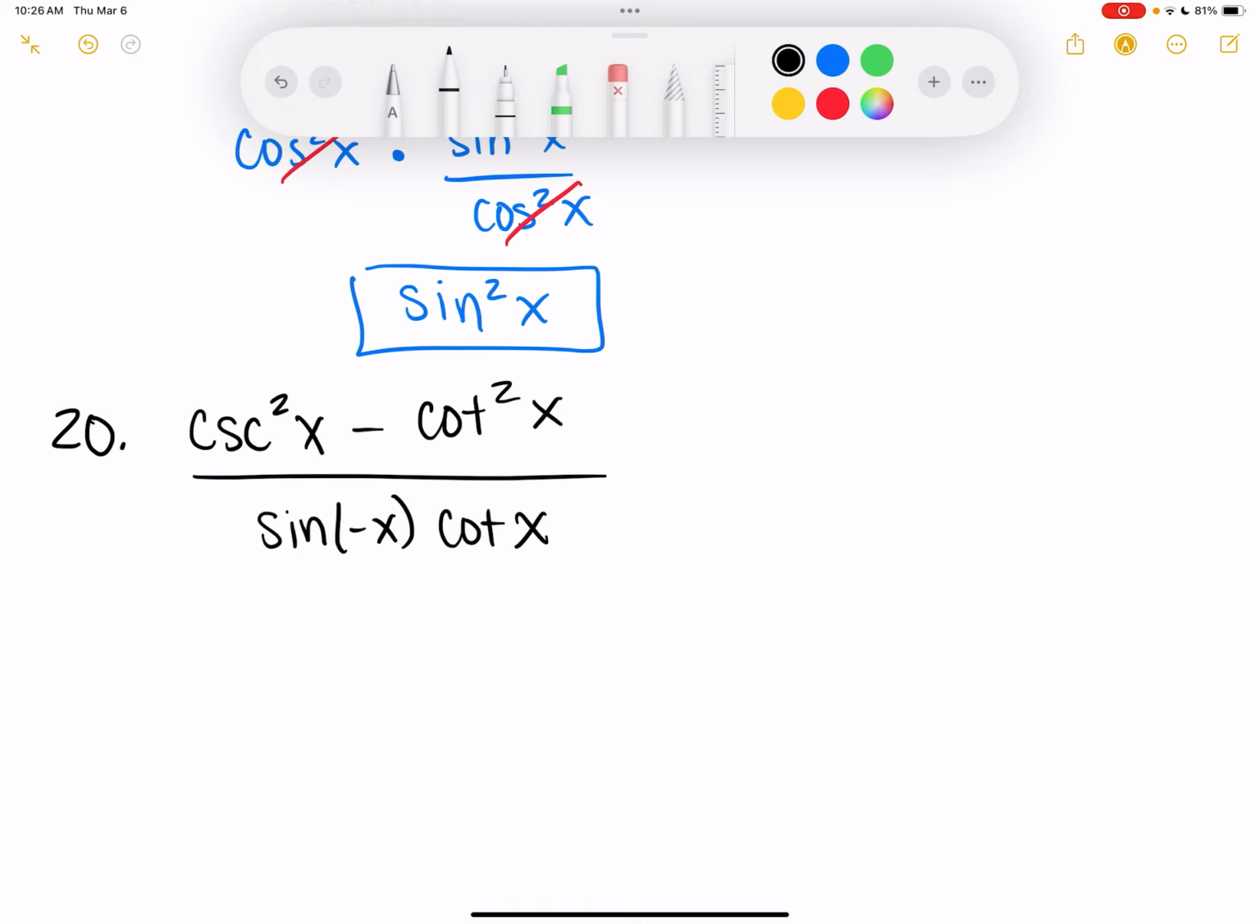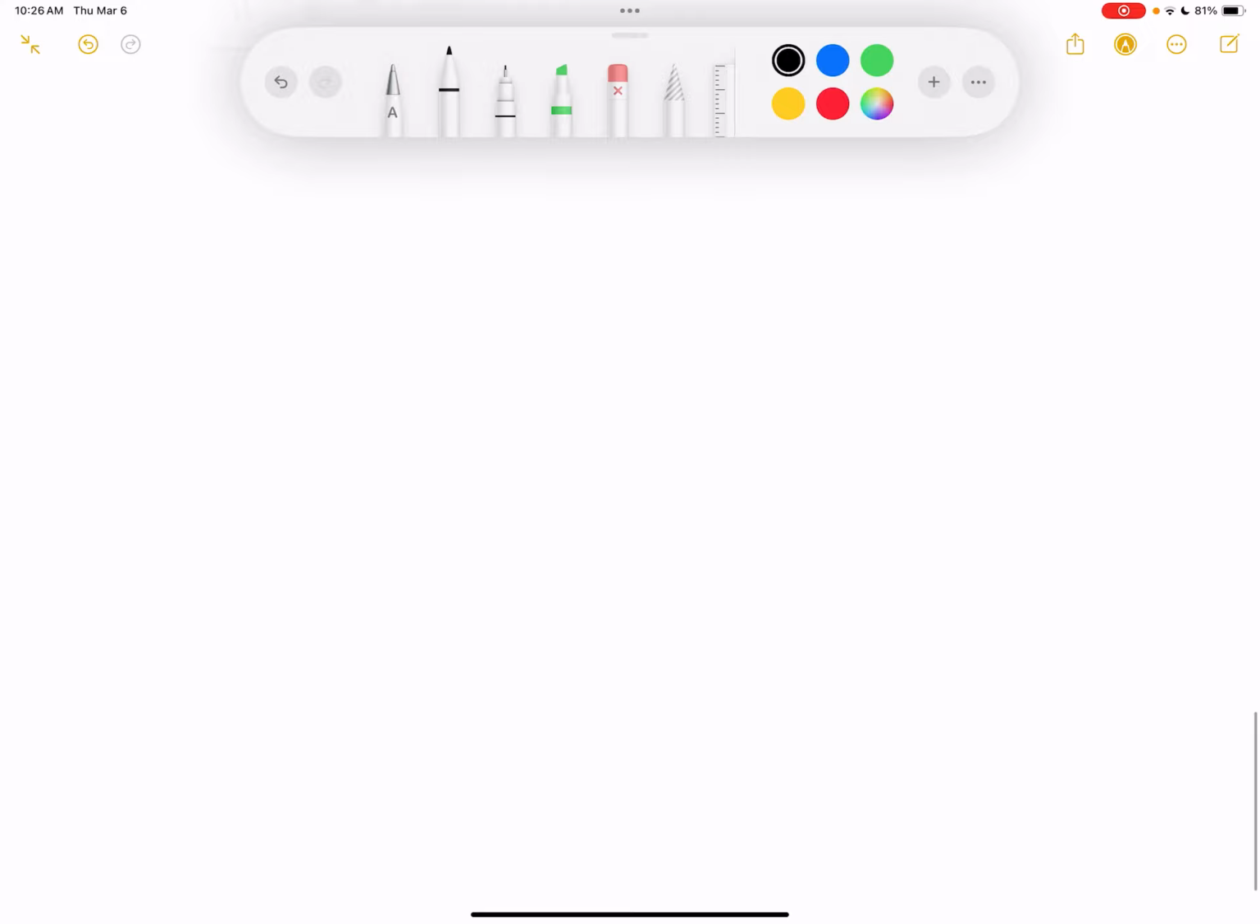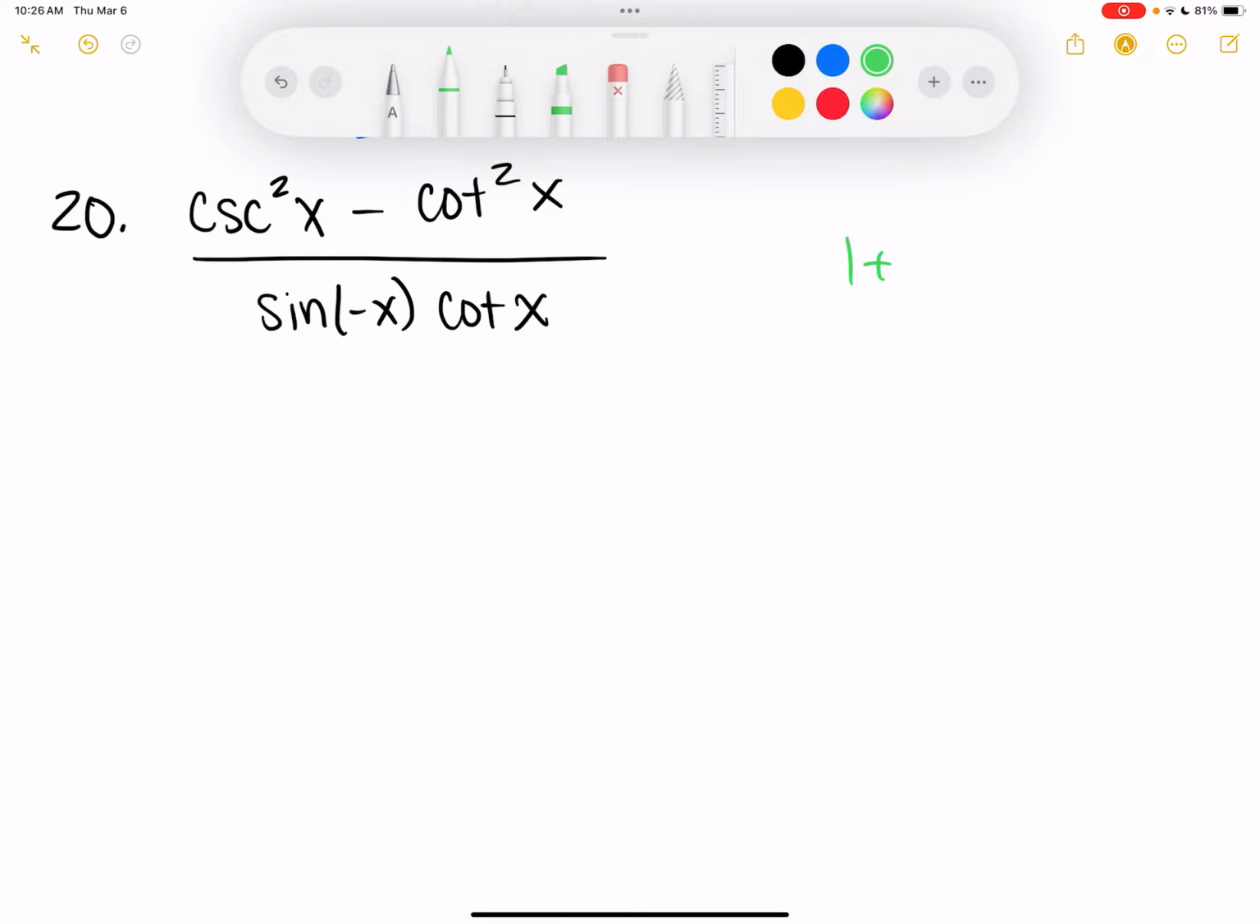All right. First thing that I think of when I see squares are what? Identities. Which ones? Pythagorean. Yes. If you struggle to remember the Pythagorean theorem, everything's squared. Pythagorean identities, they're squared. So, is there one that's cosecant squared of x minus cotangent squared of x? Is there one that involves those two trig functions? And if so, what is it? 1 plus cotangent squared x equals cosecant squared.